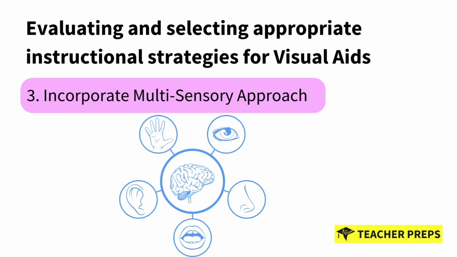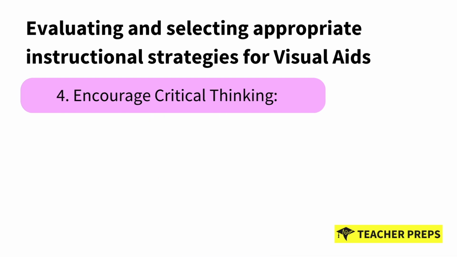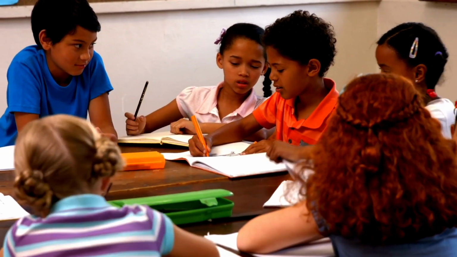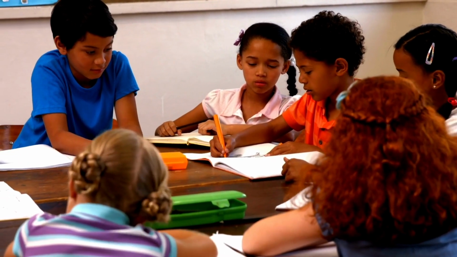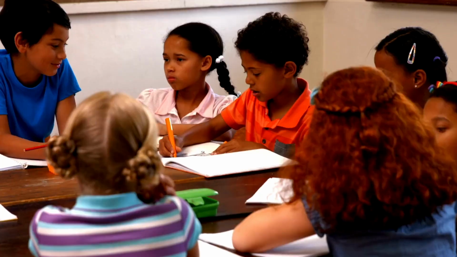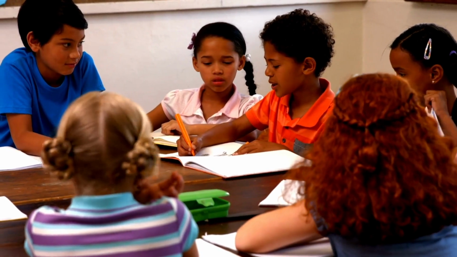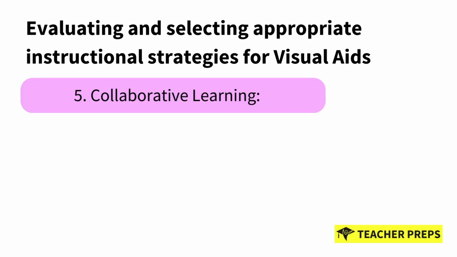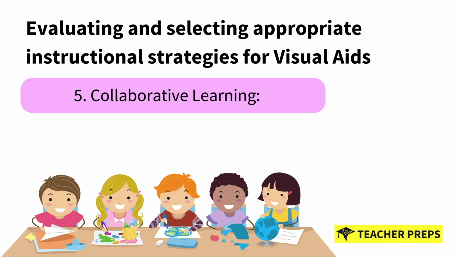In step 3 here, we want to incorporate multiple sensory approaches, combining visual, auditory, tactile, and kinesthetic approaches. In step 4, we want to encourage critical thinking. Pose open-ended questions that prompt students to think critically about the data they're interpreting. For instance, after viewing a migration map, ask the students, why do you think this migration pattern occurred during this period of time? And in step 5, we use collaborative learning by encouraging group activities where students can discuss and collaborate on understanding and interpreting information.